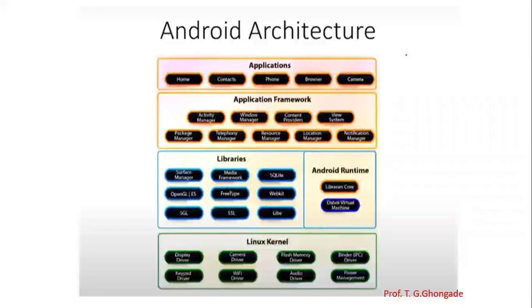So in Android architecture, at the base, there is a Linux kernel. As we know that it is a Linux based operating system. So here in a Linux kernel, what kind of basic functionalities does it provide? Power management, inter-process communication, then some audio drivers, Wi-Fi drivers, keypad drivers, display drivers, camera, flash memory, binder and so on. So these all drivers are available at the Linux kernel level.